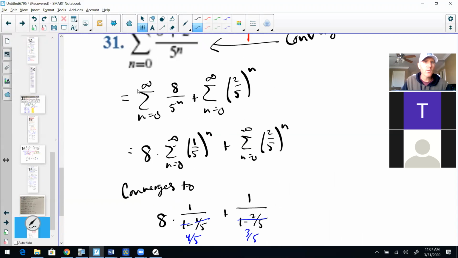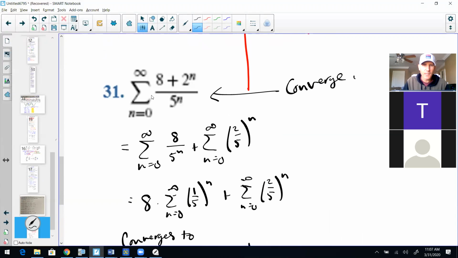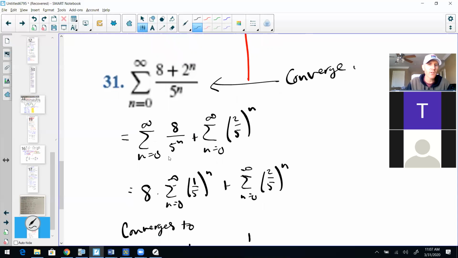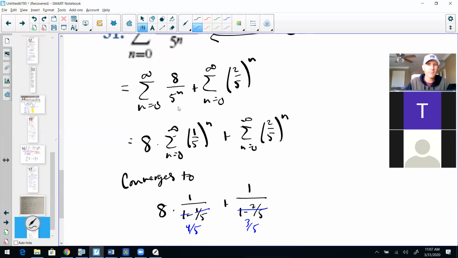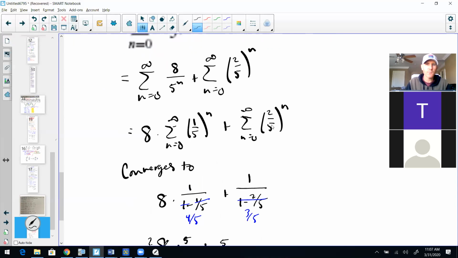Did that make sense? And so I believe I've mentioned it in the past, but with the geometric series, a lot of times you just have to manipulate the general term so that you can see what that's gonna look like in terms of geometric. And in this case, we saw, oh yeah, that does look like just a couple geometric series added together. Okay.